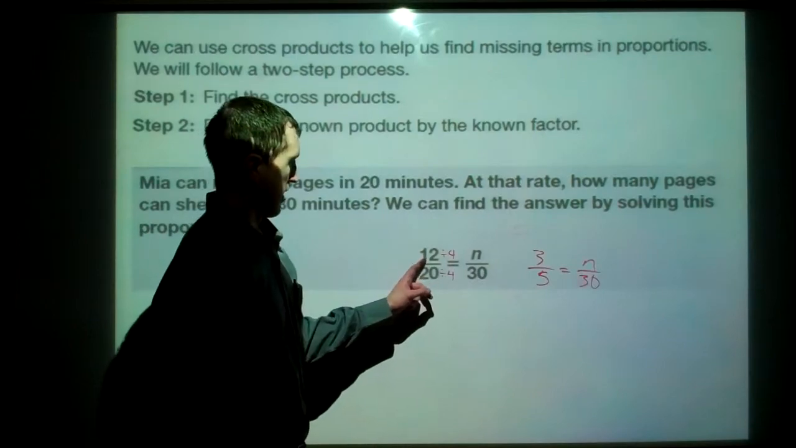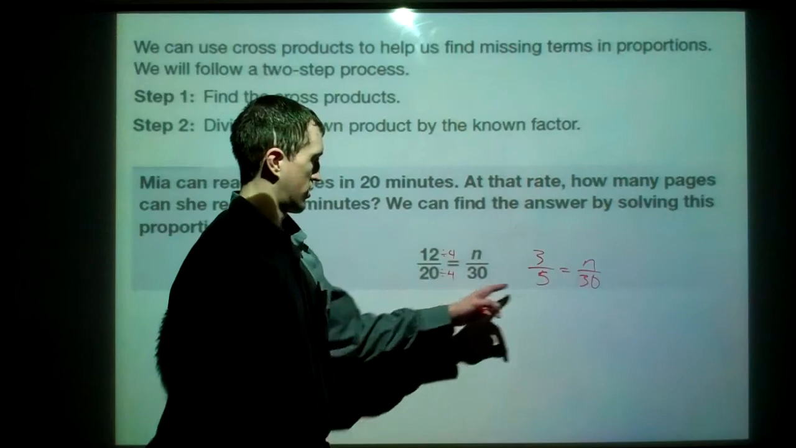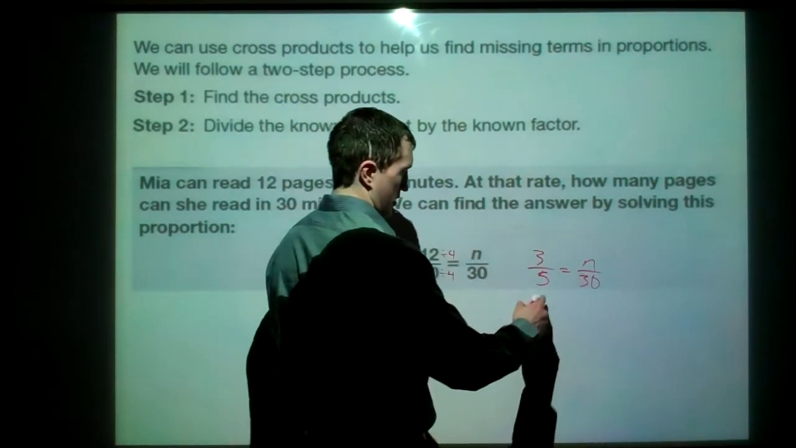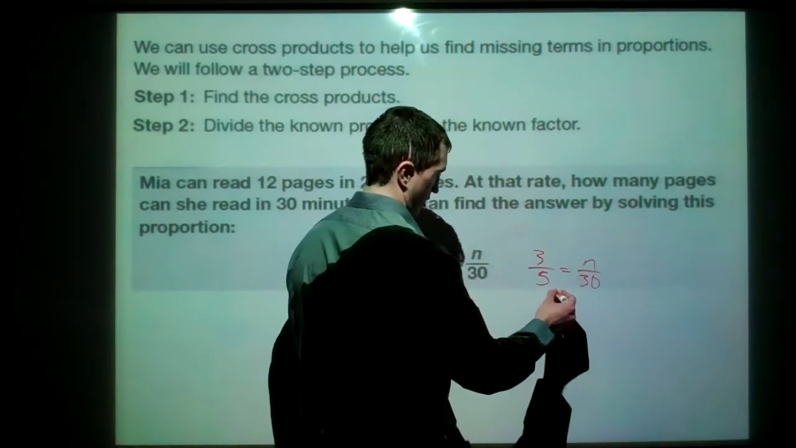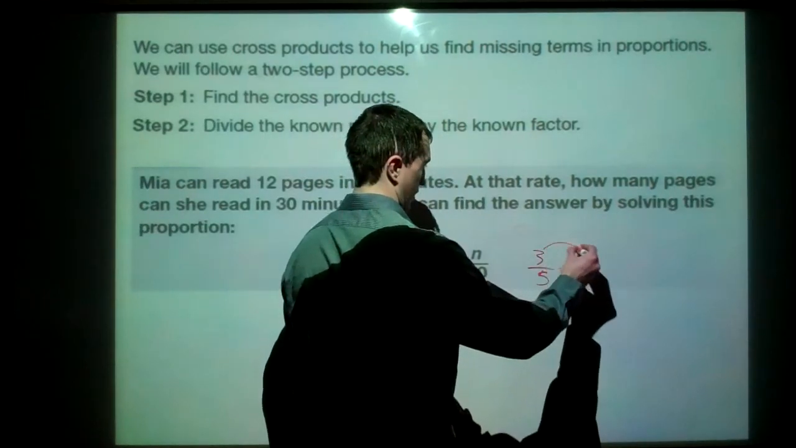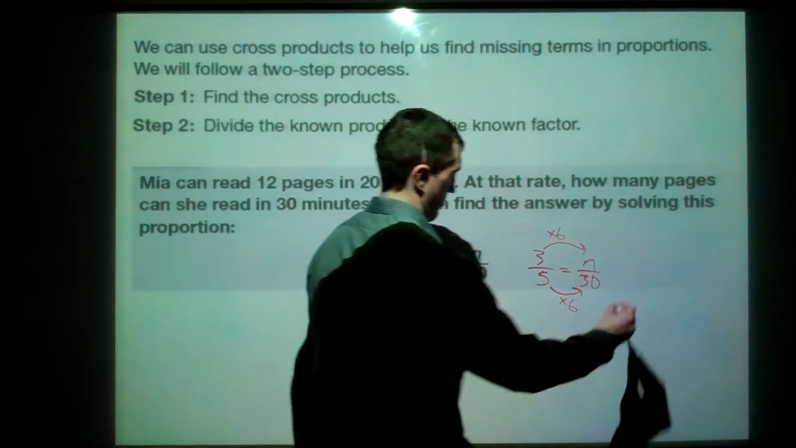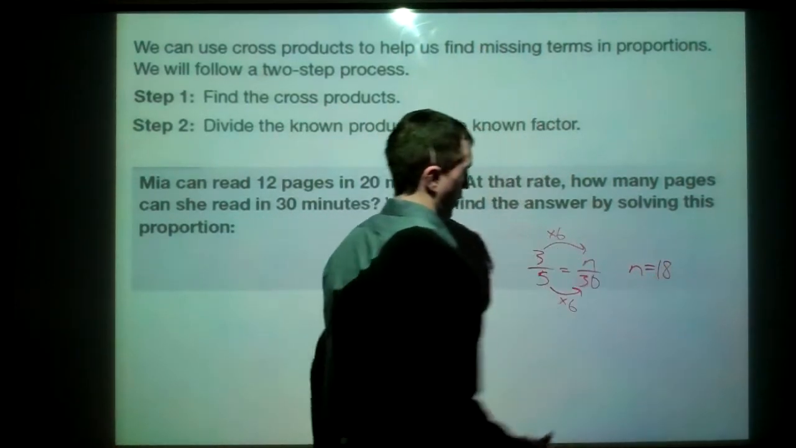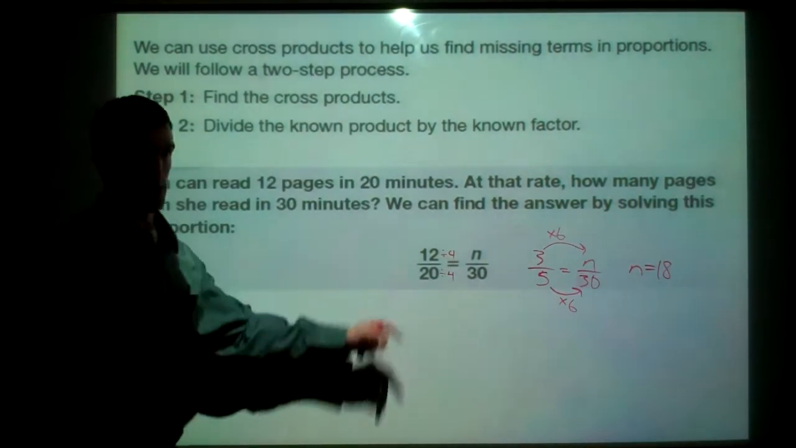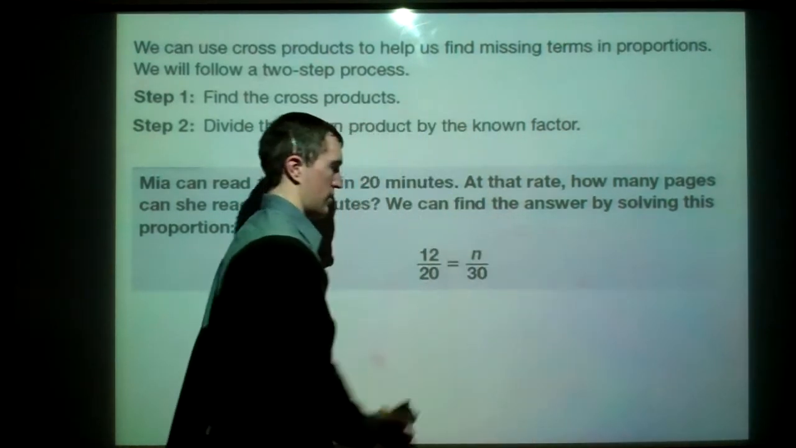So we divided this one by 4. 12 divided by 4 is 3, 20 divided by 4 is 5, and we reduced it, and we set that equal to n over 30. Now, 5 times what gets us to 30? 5 times 6 is 30, so we do the same thing up here. 3 times 6 is 18. So n still would have been 18, and we would have got 18 pages in 30 minutes still. We won't always be able to do this reducing method, but we can if we notice it, okay?